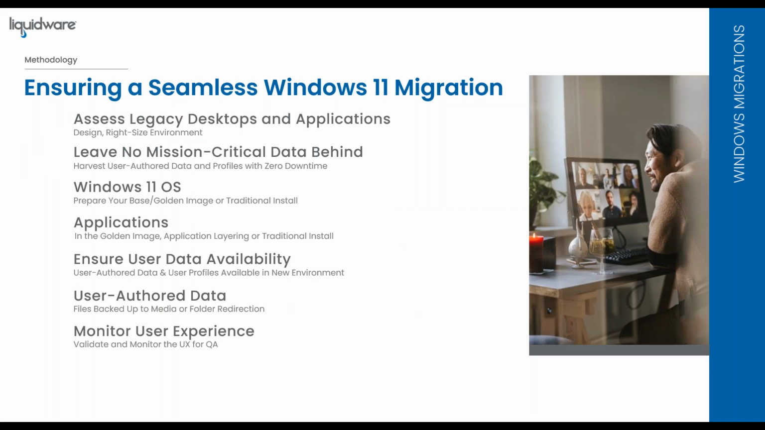Leave no data behind. So here's a little checklist for ensuring a seamless Windows 11 migration. Do that assessment with a solution like Stratosphere. Maybe you've already got a solution that you can use. Stratosphere has built-in assessment reports for Windows 11. Leave no mission critical data behind. Make sure that you're redirecting user folders and harvesting the data. Make sure that you prepare that base image based on what you learned in your assessment. What applications have been installed in the environment? Which ones were even used?